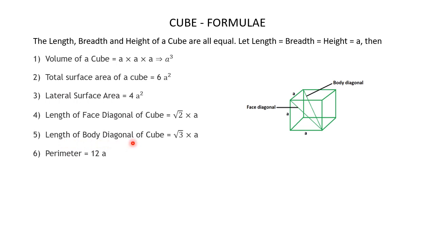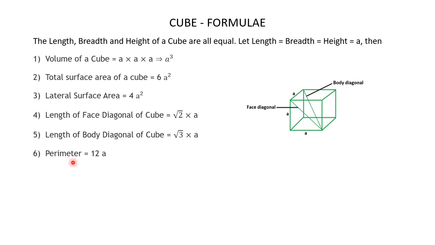Length of body diagonal of a cube is equal to root 3 multiplied by A. Now if you consider this side of the cube, which is A, this is the face diagonal. This is the body diagonal. Now if you join this side, the face diagonal and the body diagonal, you get a right angled triangle with the hypotenuse being the body diagonal. Now this side is A and we know that face diagonal is equal to root 2 multiplied by A. Now applying Pythagoras theorem to this right angle triangle, we get the length of the body diagonal of the cube as root 3 multiplied by A.